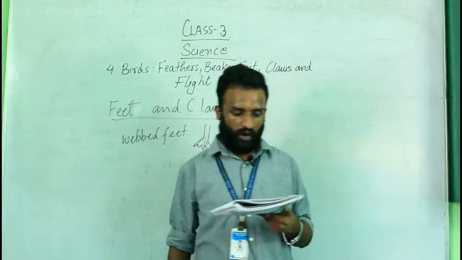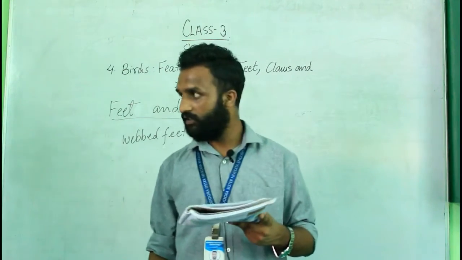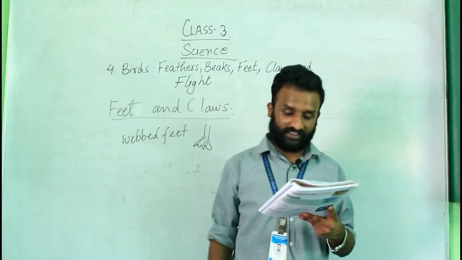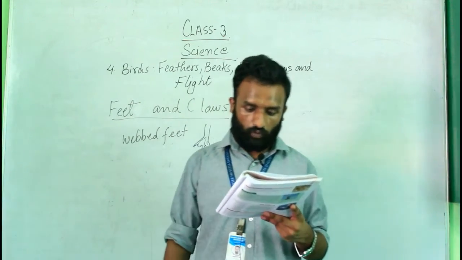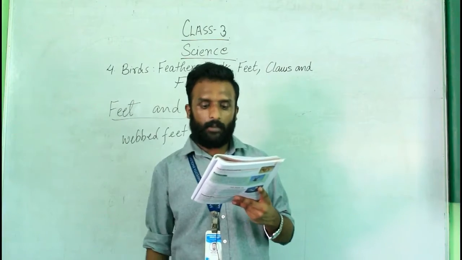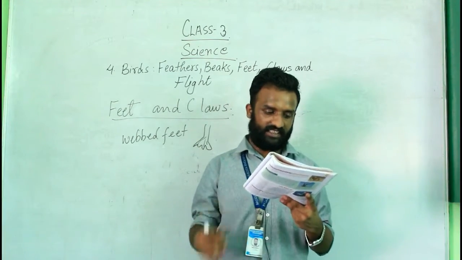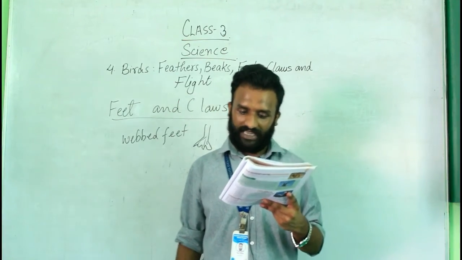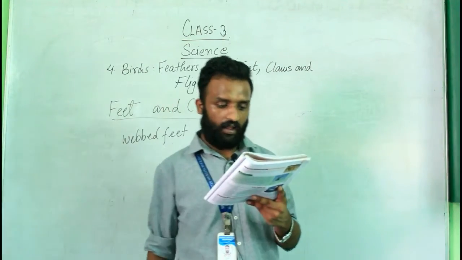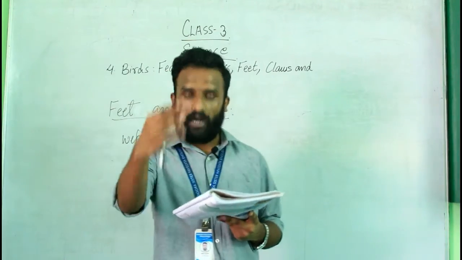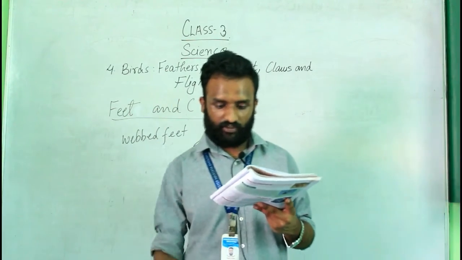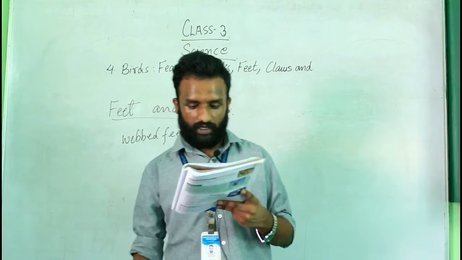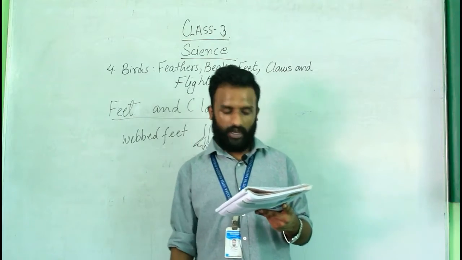Now the wading birds. Some birds do not swim but wade through water, that means they walk. Such birds have long slender legs that allow them to walk slowly through water without getting wet. Cranes, herons and sandpipers are examples of wading birds.